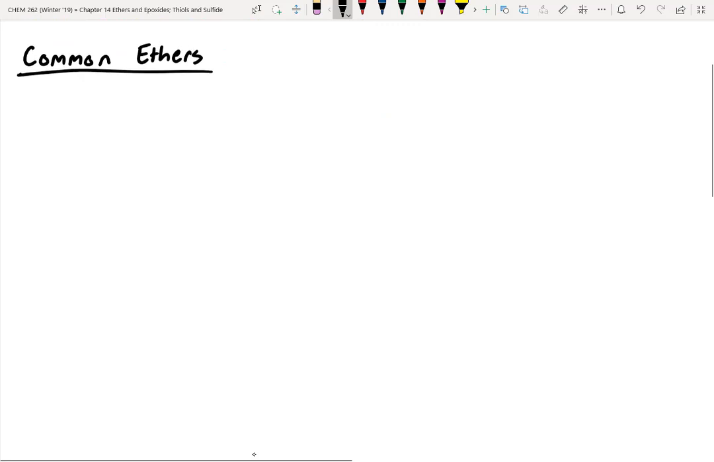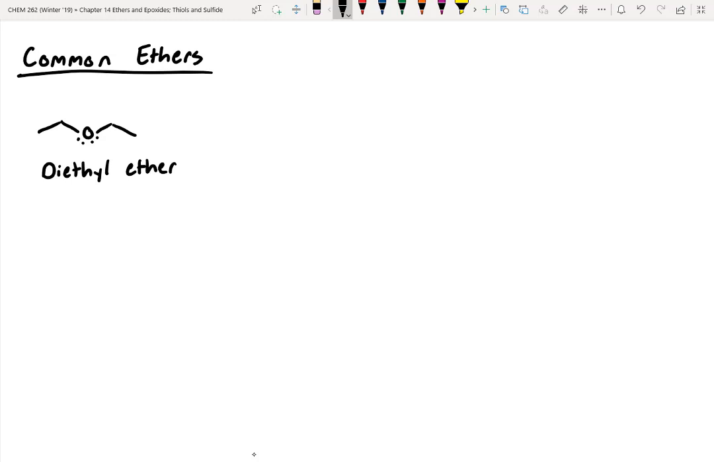All right, so there are a handful of really common ethers that we run into in organic chemistry. This is a really common one. Does anybody know what this one's called? Diethyl ether. Kind of looks like a little bat.